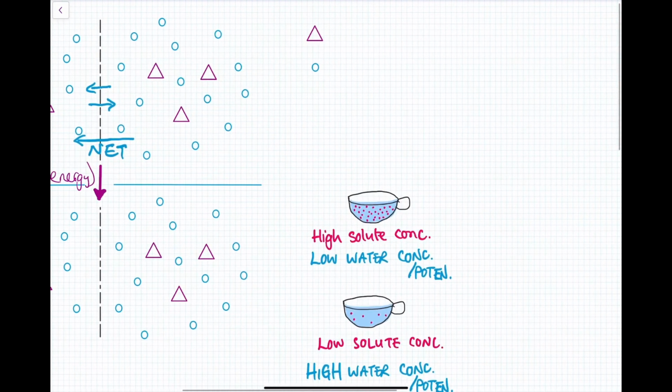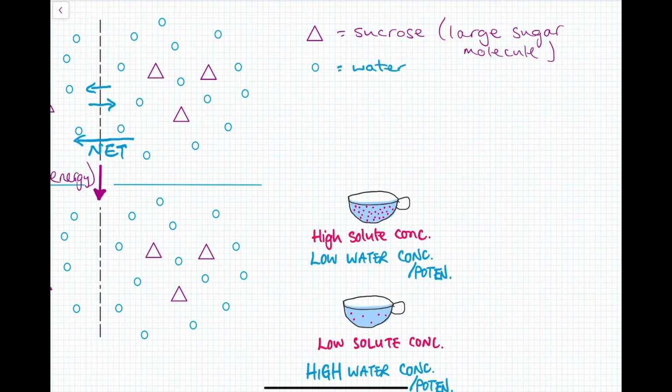On the diagram, we notice that there are triangular shapes. These triangular shapes represent solute molecules such as sucrose, which are too big to fit through the spaces in the permeable membrane. The small circles represent water molecules, and they are able to pass through the membrane because they're small enough molecules.